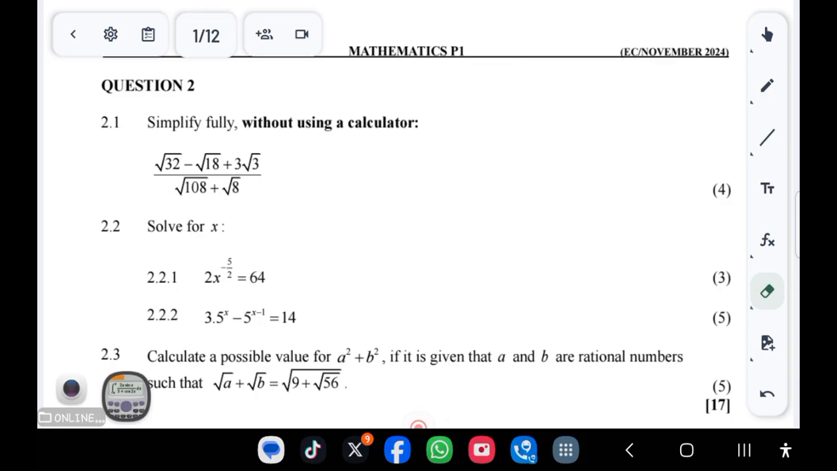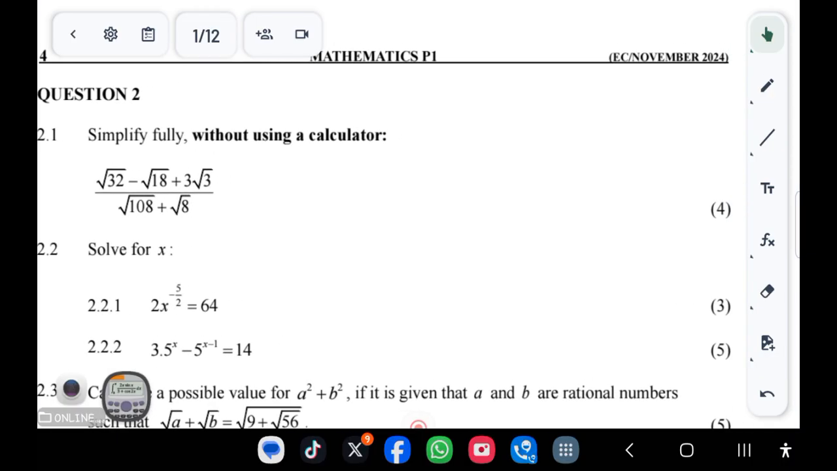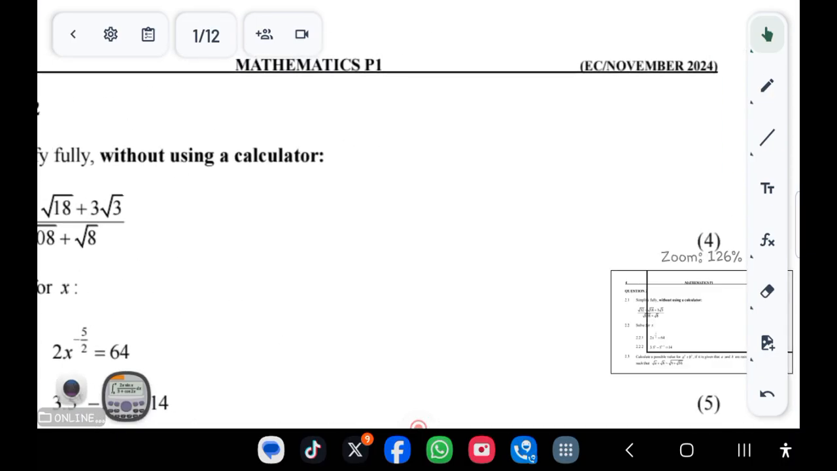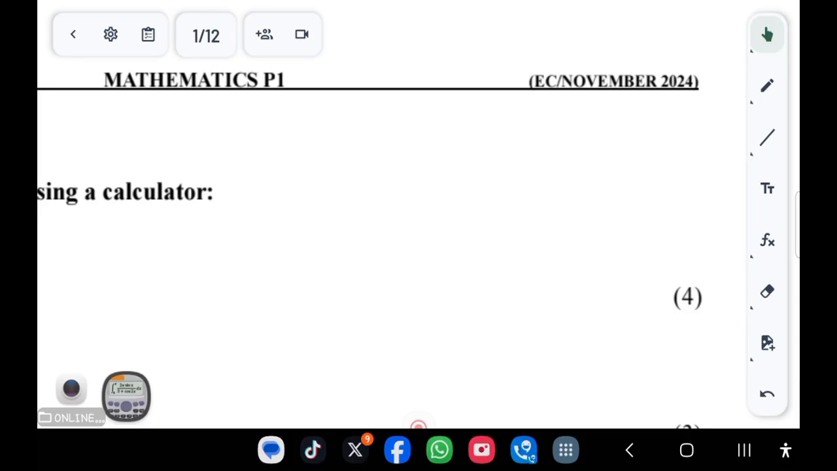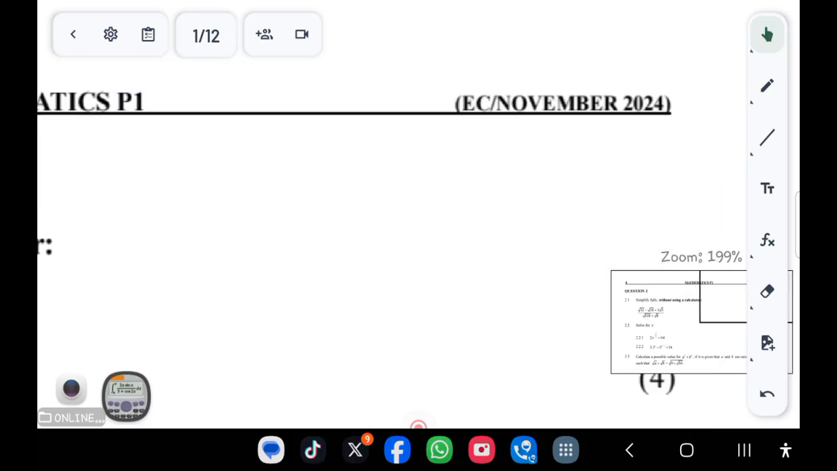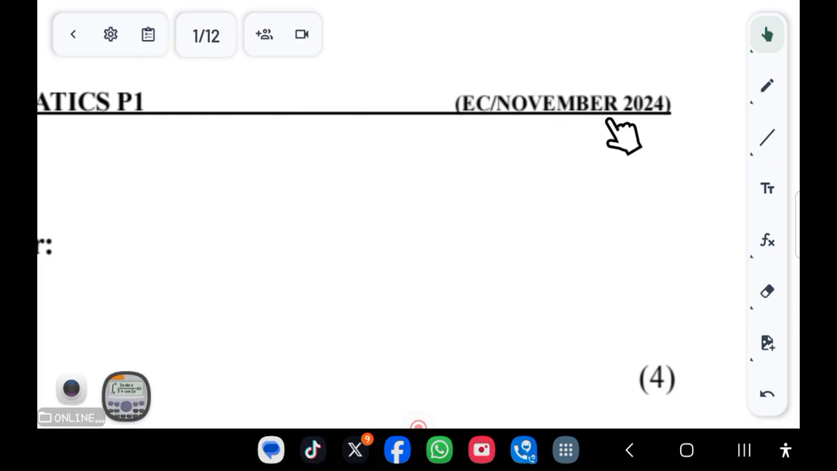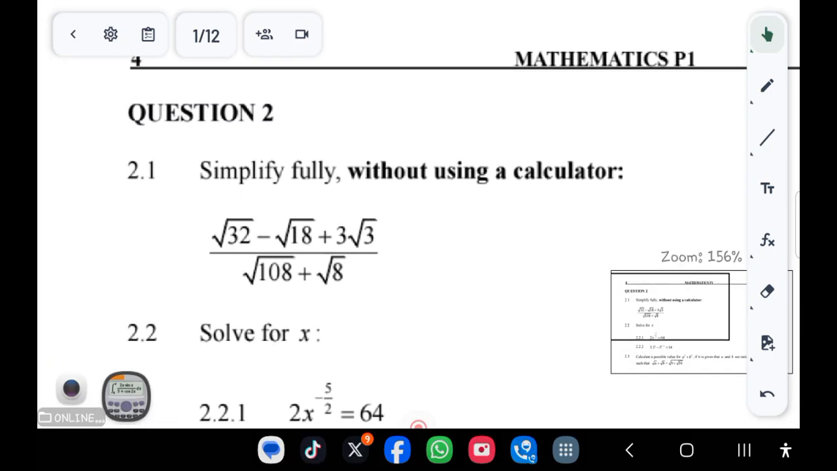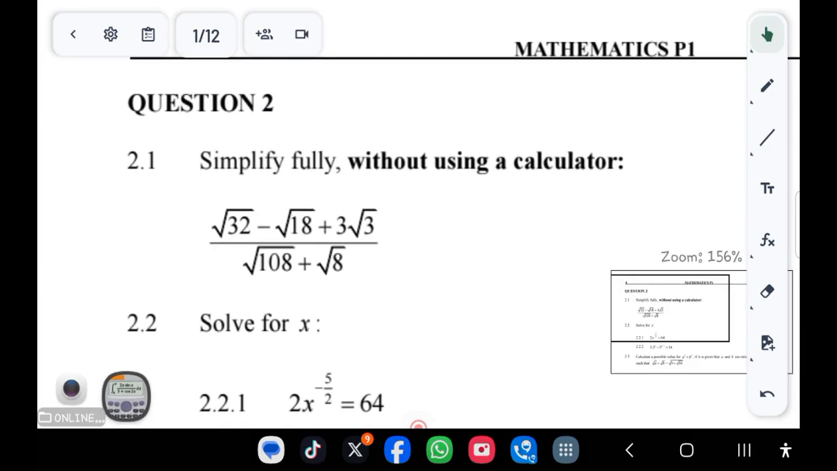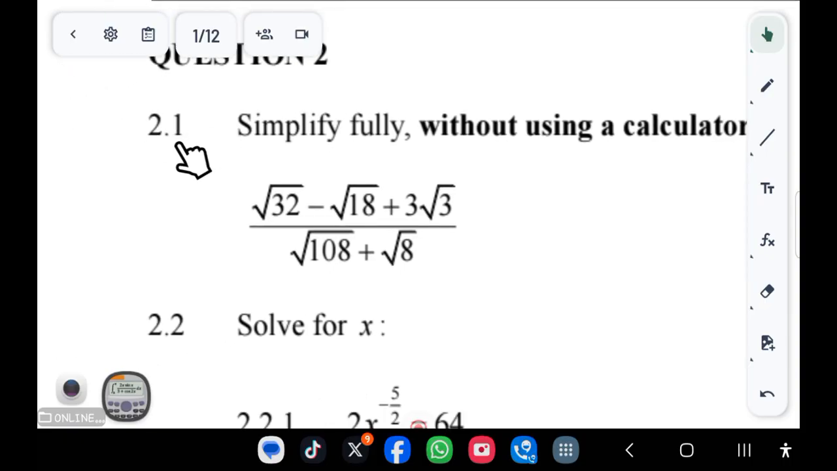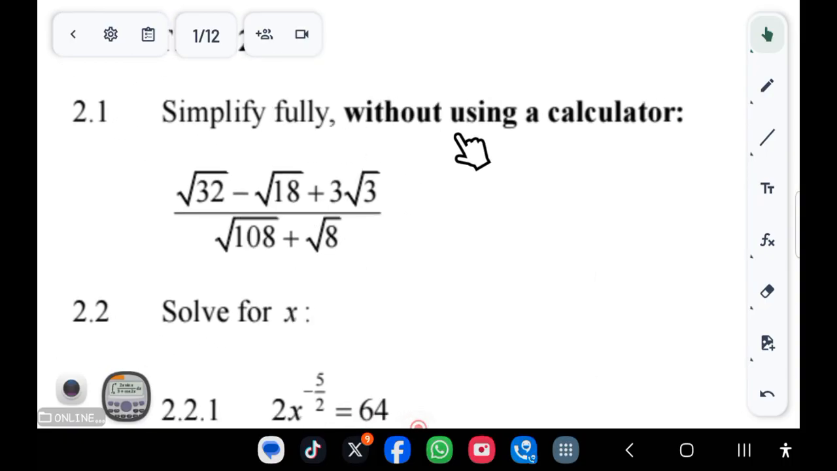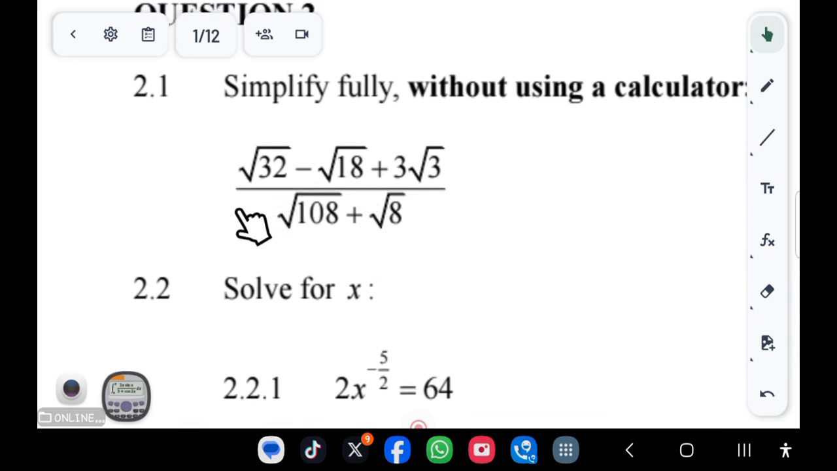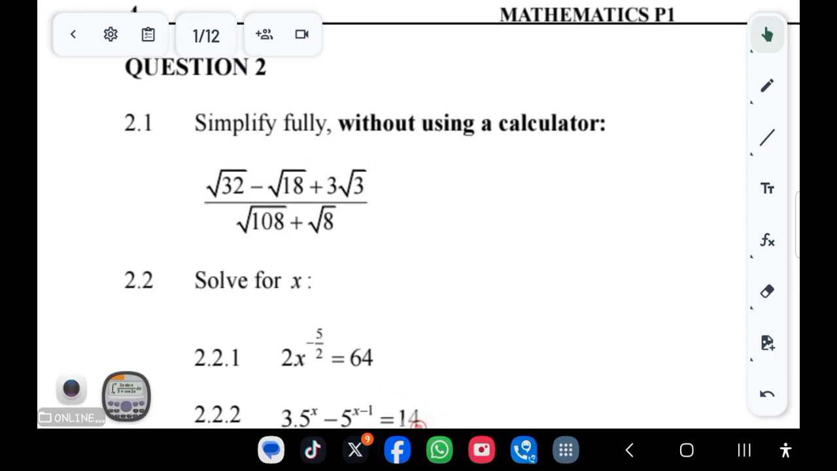And in this video, we're going to focus on another video of exponents and surds for mathematics grade 11. This is video 2 out of a series of 4 videos, and this comes from the Eastern Cape, November 2024 question paper, the Department of Education. And question 2.1 goes: simplify fully without using a calculator, and you've got your surd lined up in a common fraction type of fashion.